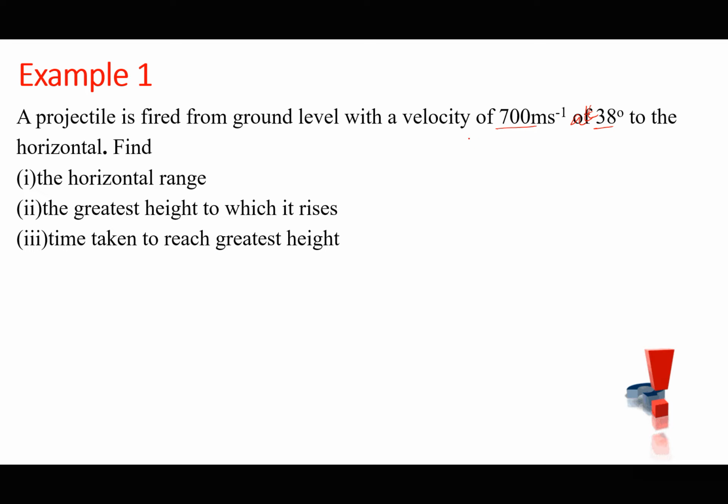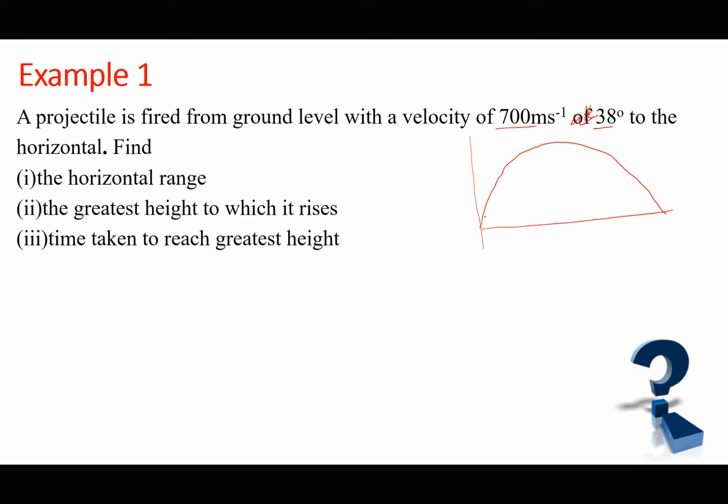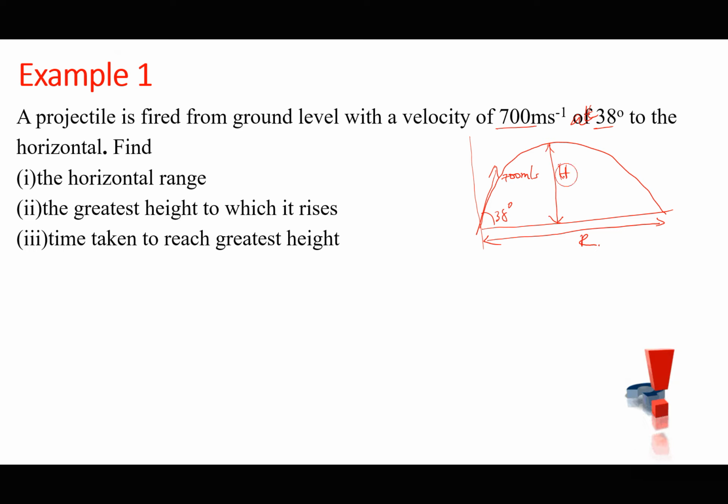Of course, in the exams, the diagram is normally sketched. For now, I will sketch the diagram for you. So the projectile is like this at an angle. It is projected with a speed of 700 meters per second at an angle of 38 degrees to the horizontal. We want to find the horizontal range, I'll call this one X or R. Then we want the greatest height, I'll call it capital H. Then the time to reach the greatest height.